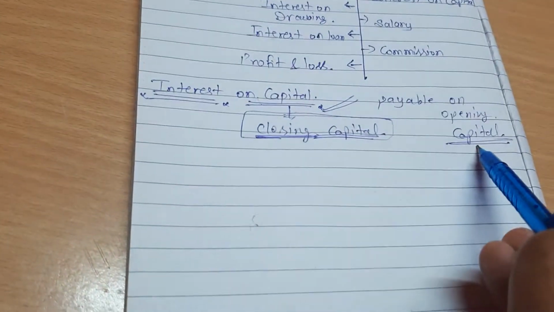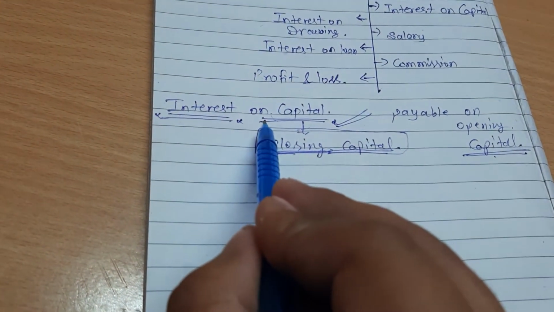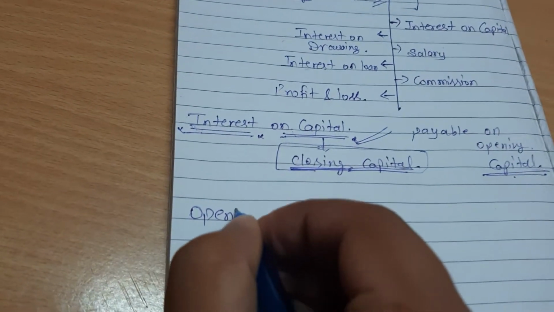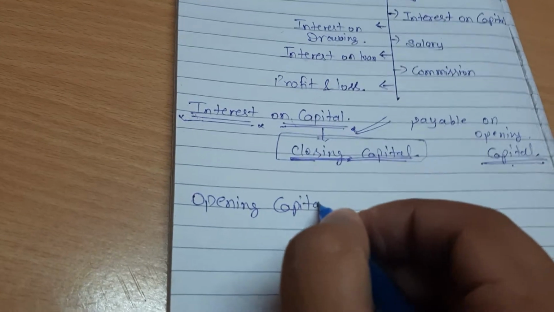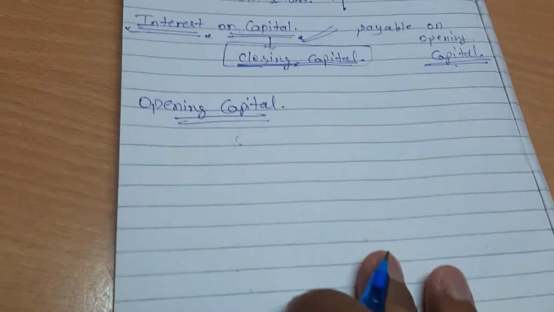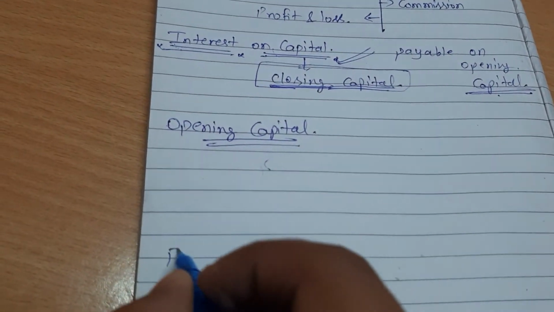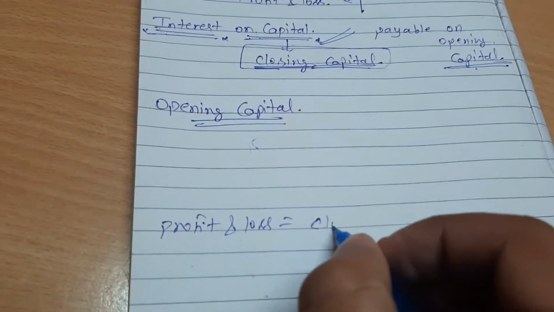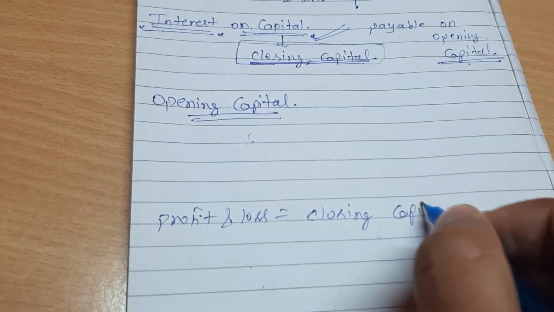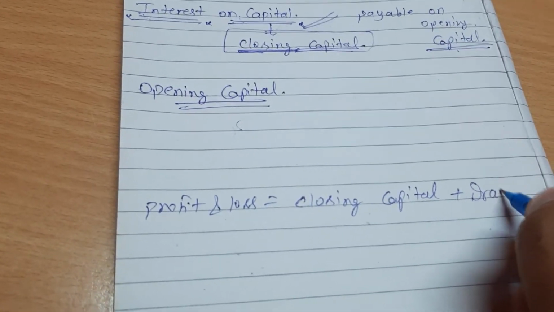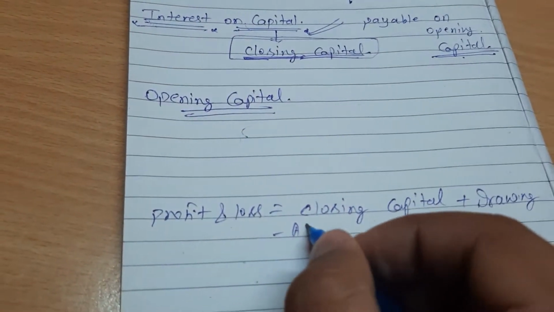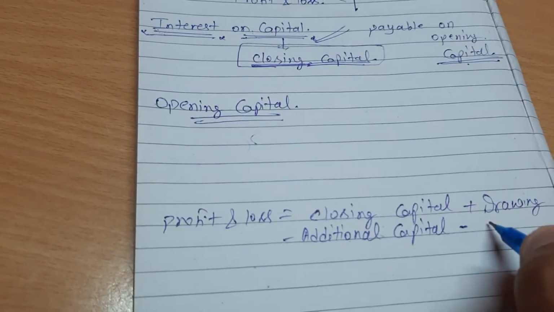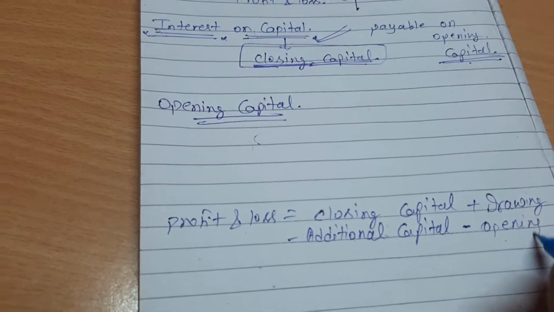So first you need to calculate the opening capital and then you have to calculate the amount of interest. So what is the formula for calculating opening capital? You already know it. In class 11th you studied a formula in single entry system for calculating the profit and loss. What was that formula? Formula was closing capital plus drawing minus additional capital minus opening capital. This is the formula.